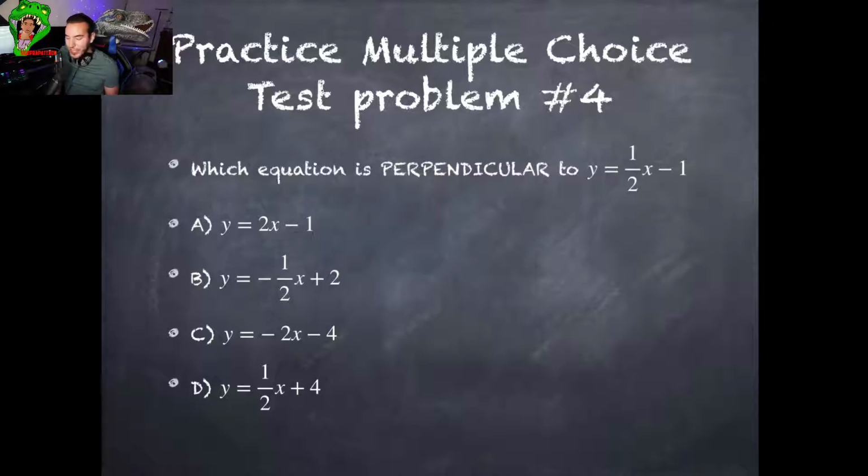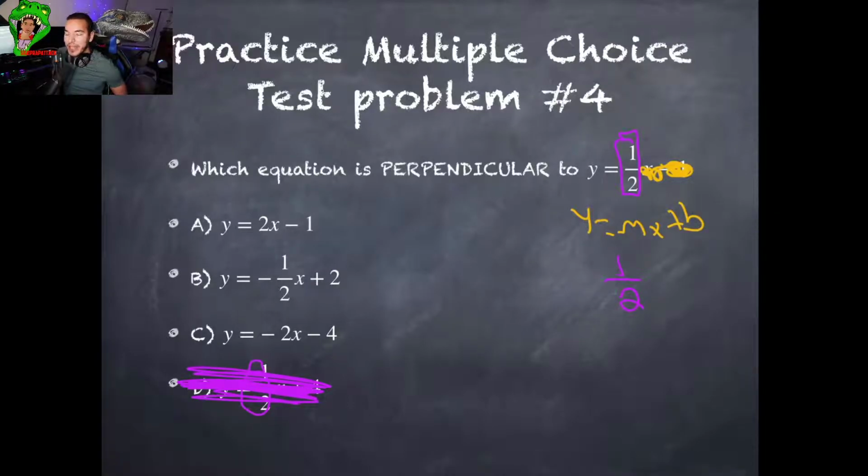Here's the problem. Which equation is perpendicular to y = 1/2 x - 1? Now notice we're lucky. It's in y = mx + b. I don't care about the y-intercept. All I care about is my slope, 1/2. So I'm going to write my slope right here, 1/2. Remember, parallel is exactly the same. I'm asking for perpendicular, so I don't need the one that's exactly the same, 1/2. That one's gone. I already know.